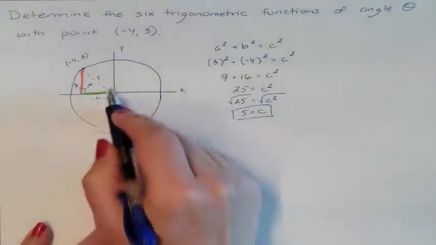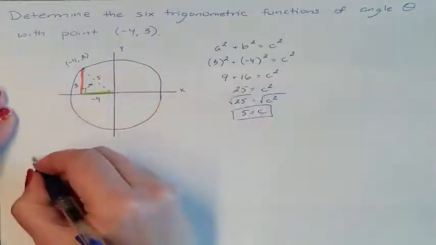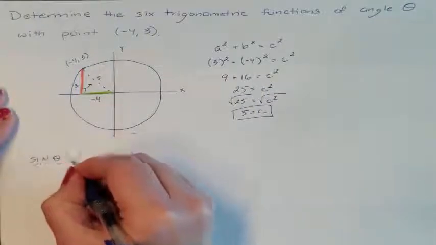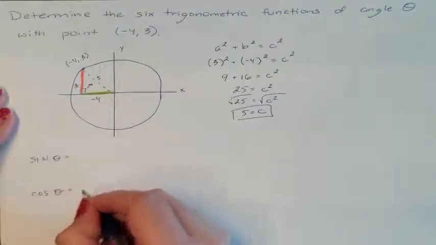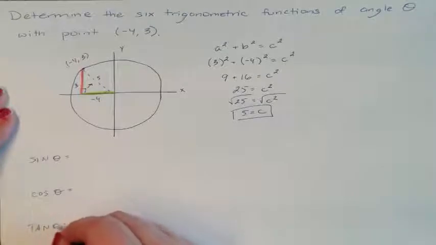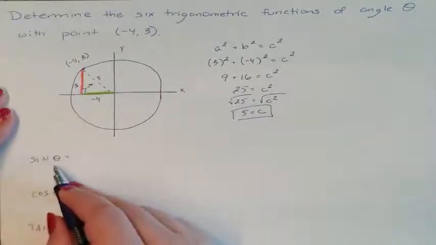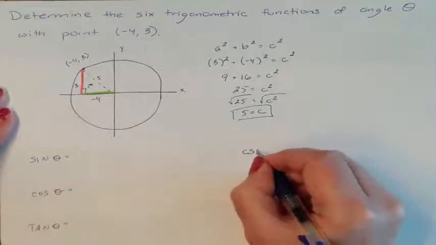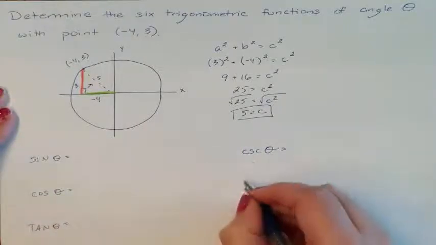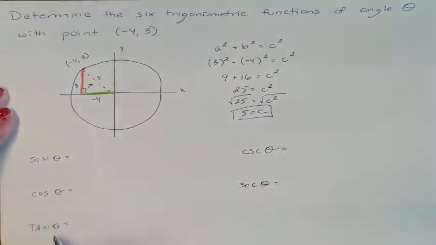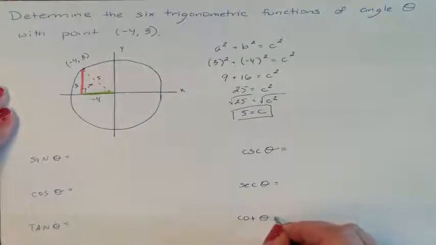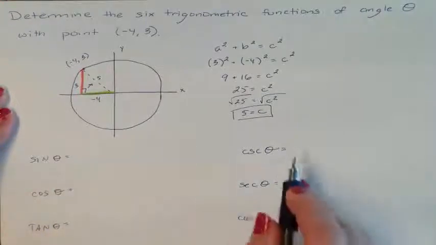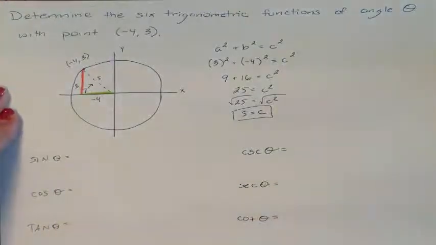So now that I have all 3 sides, we need to come up with the 6 trig functions. So I have sine of theta, I have cosine of theta, and I have tangent of theta. And I know if I have sine, the reciprocal of sine is cosecant. I know the reciprocal of cosine is secant. And I know the reciprocal of tangent is cotangent. But now how do I actually find these fractions? We have one new property that you need to learn.